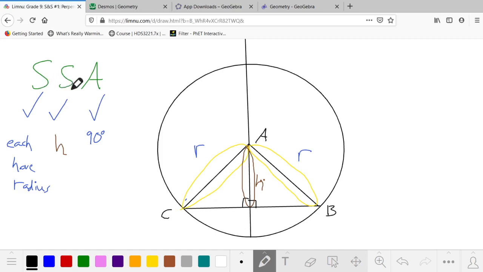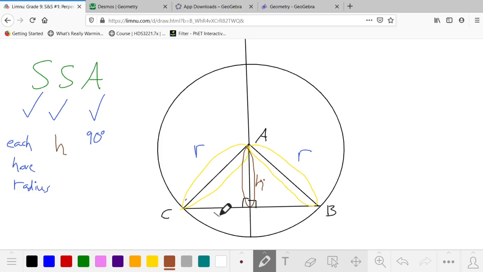What we have here is that side-side-angle setup. These sides are the radii. The shared side is a height we called h. And then we have 90-degree angles for the shared angle down here. We could do that height r and then this angle if we wanted to, again because it's an isosceles triangle, but that is not necessary. We have our proof. Therefore, these triangles must be congruent.